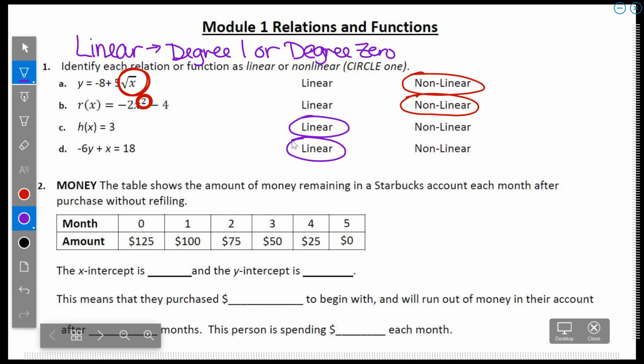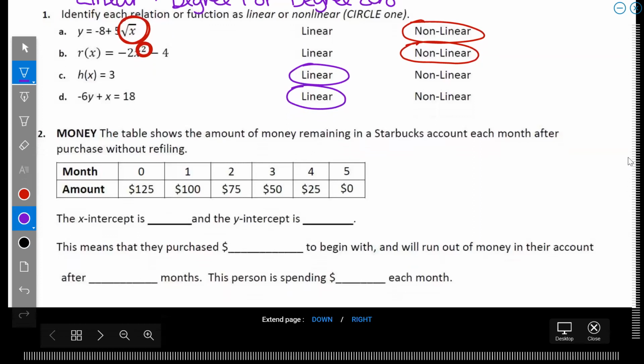All right, number 2. Table shows the amount of money remaining in a Starbucks account each month after the purchase without refilling. What do you notice is happening each month? It's decreasing, it's going down. How much is it going down by each month? Yep, minus 25, minus 25, minus 25, all the way across.